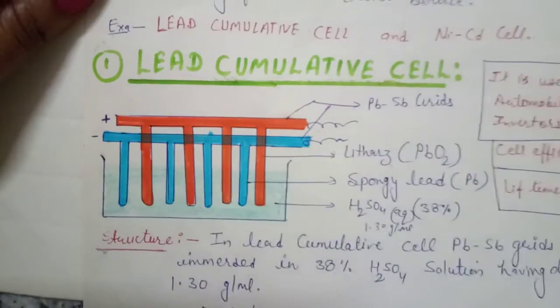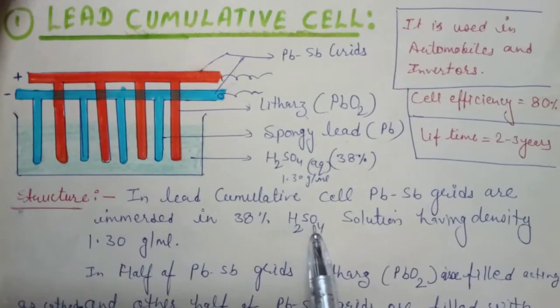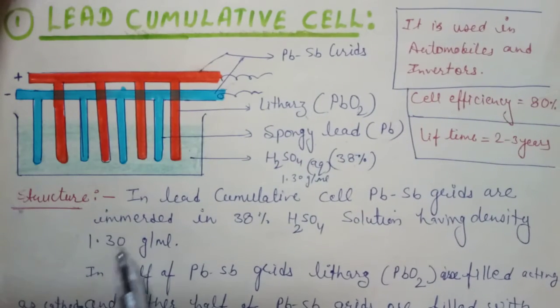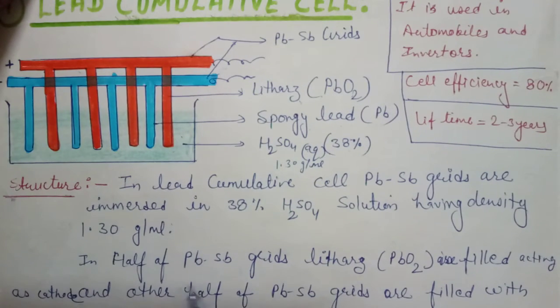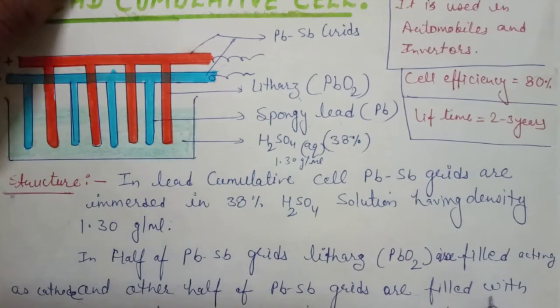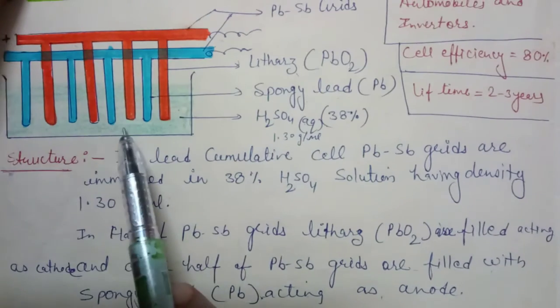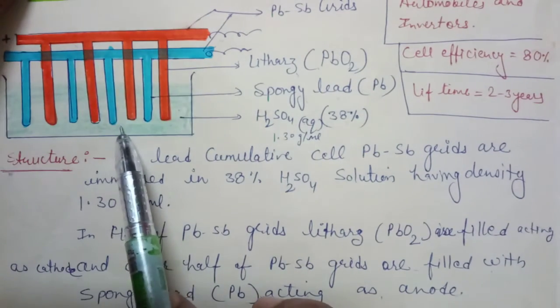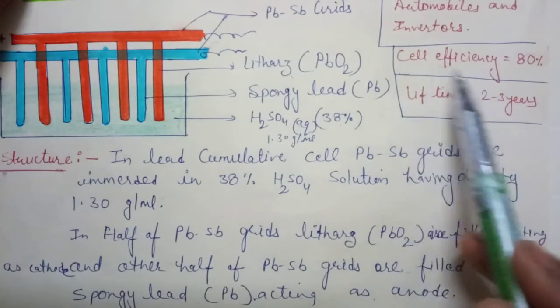Okay. In lead accumulator cell, Pb-Sb grids are immersed in 38% H2SO4 solution having density 1.30 gram per ml. In half of the Pb-Sb grids, litharge is filled acting as cathode, and the other half of Pb-Sb grids are filled with spongy lead acting as anode. Okay, this is the structure, and the most important thing about this lead accumulator cell is that its efficiency is very high.